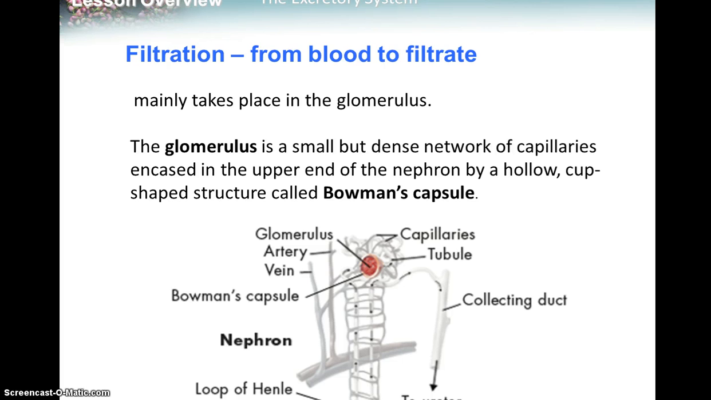So you see the word filtration in a little box, and then I want you to write in the word glomerulus. So filtration mainly takes place in the glomerulus. And what that is, it's a small bundle of capillaries that are encased or surrounded by Bowman's capsule. And you can see that word on your sheet. And what's happening there is things are then leaving the blood and becoming part of the liquid that the kidneys are producing.